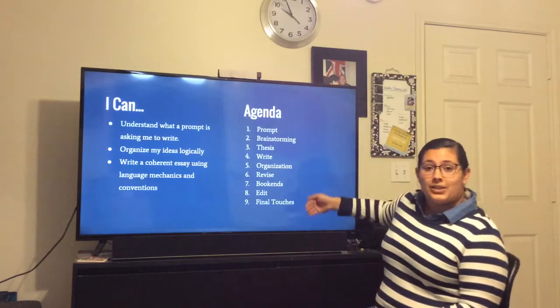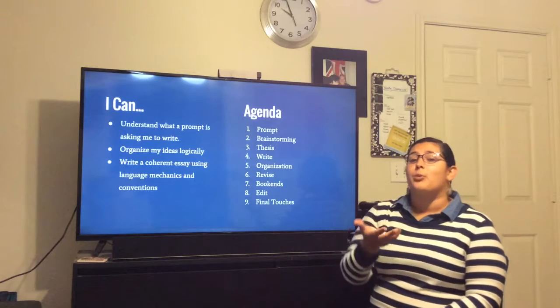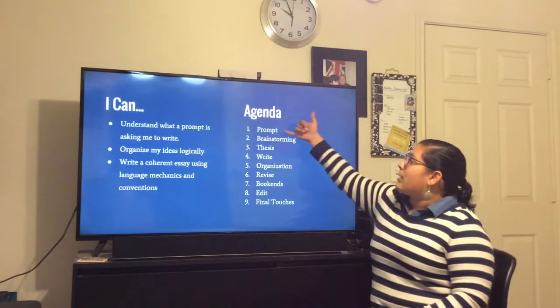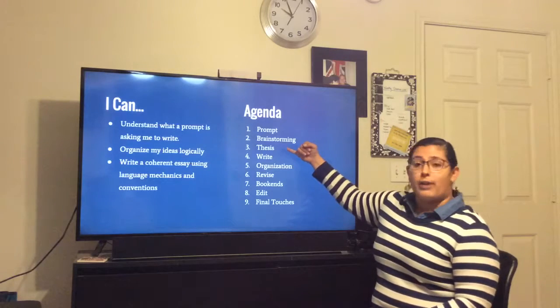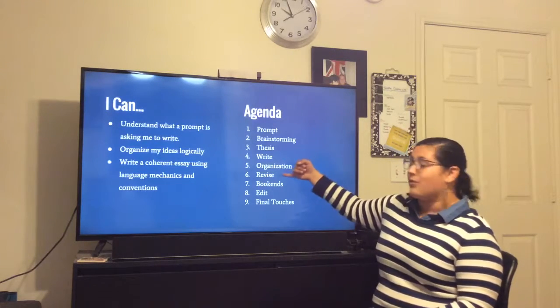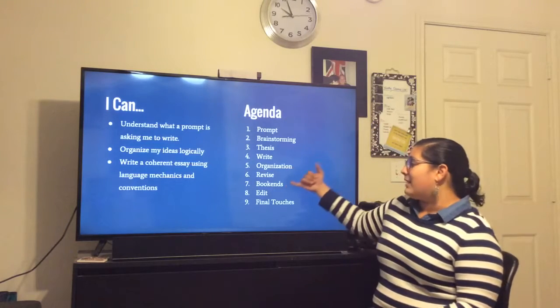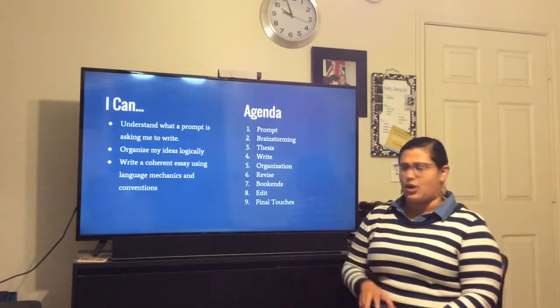Our agenda is basically the steps of the writing process that I've outlined. You're usually familiar with 7, I have 9, and we'll explain that as I go through. But I've broken up prompt and brainstorming, so we'll look at each of those individually. Then we'll write our thesis, then we'll get to writing our body paragraphs, we'll organize them and revise them, we'll make our bookends, which is the introduction and conclusion. Finally, we'll edit and give it the final touches, such as formatting, checking your citations, all of that.